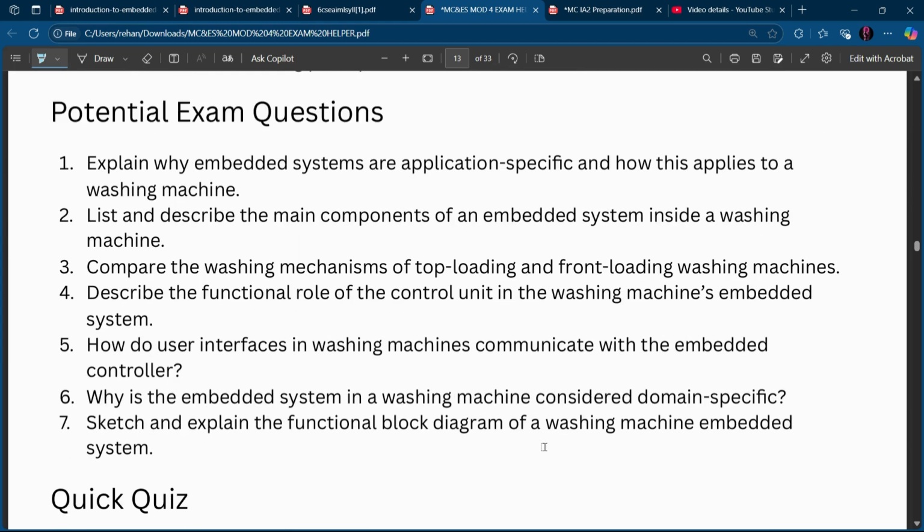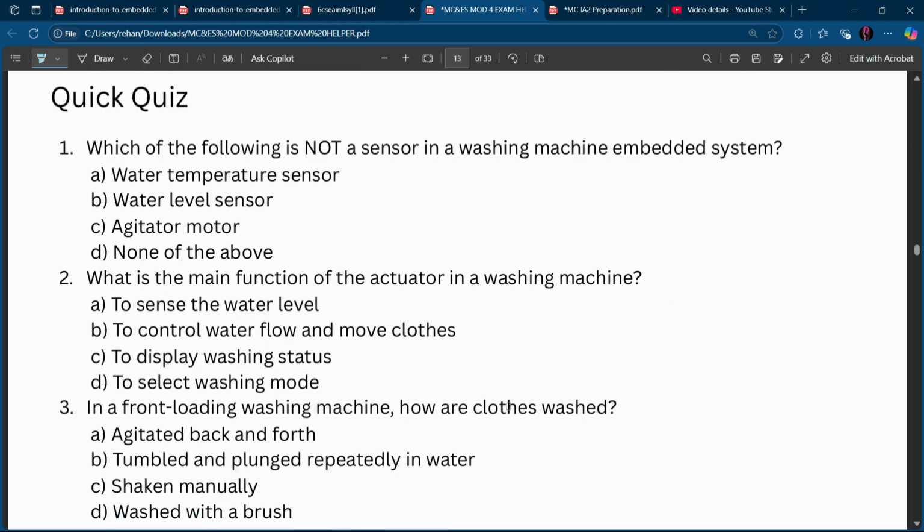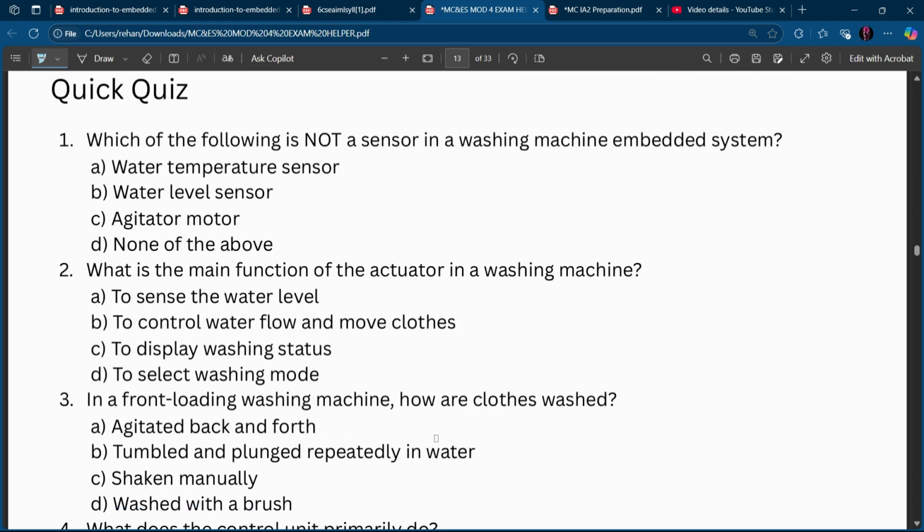So here are some potential quiz questions. I might say the answer immediately, so you just have to pause before I say it. Which of the following is not a sensor in a washing machine embedded system? Water temperature sensor, water level sensor, agitator motor, none of the above. Come on, it's very simple. These two are sensors and this is not a sensor. Don't go for none of the above. Usually people go for none of the above.